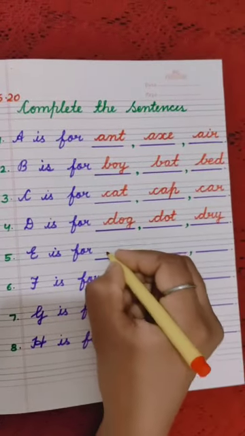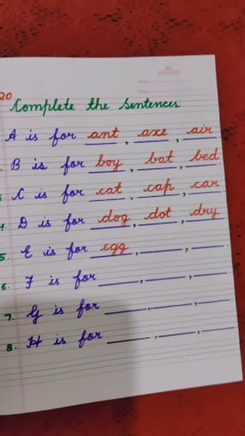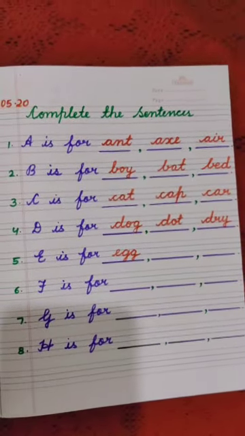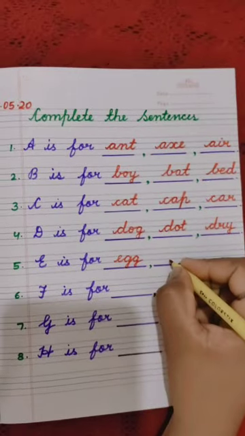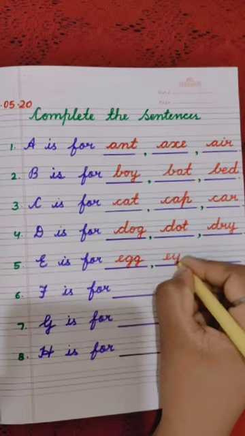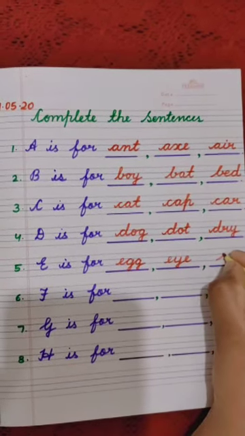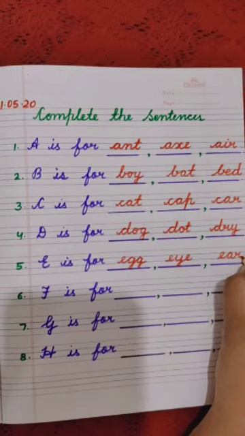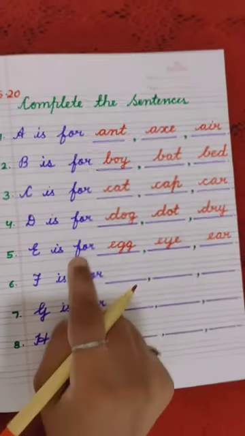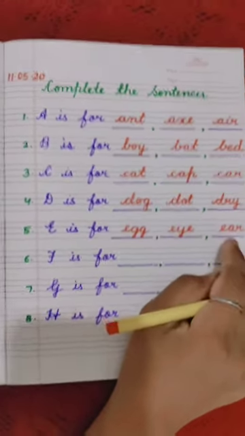Next E. E is for egg. E double G, egg. Next, how many eyes do you have? Two. So we write E, Y, E, eye. Then ears, E, A, R, ear. E is for egg, eye and ear.